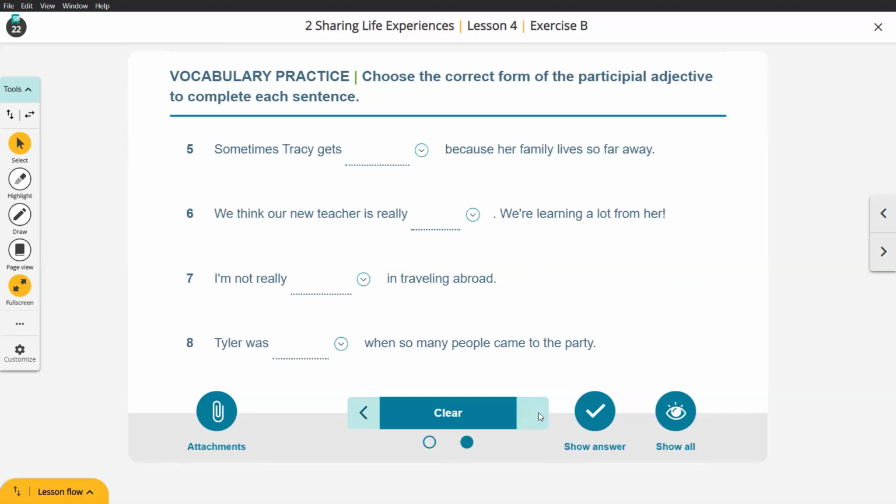So number 5. Sometimes Tracy gets blank because her family lives so far away. So which will be Tracy gets? The present. Depressed. Excellent. Number 6. We think our new teacher is really blank, we are learning a lot from her. So, which one? Amazed. Amazing. Okay? We are going to talk about this. Number 7. I'm not really blank in traveling abroad. Interested. Number 8. Tyler was blank when so many people came to the party. Surprised.